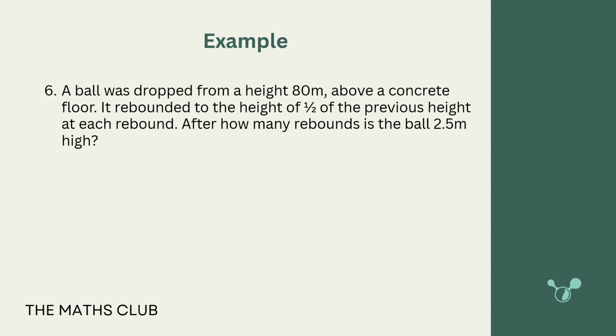So just saying that initially it dropped from the height of 80 meters, but every time the ball bounced, it was reducing in height by half. So you can see a geometric progression there. They're asking after how many of those bounces the height would be 2.5 meters. So we're trying to find the n. The n will be the number of bounces that would equate to a value of 2.5 meters in height.